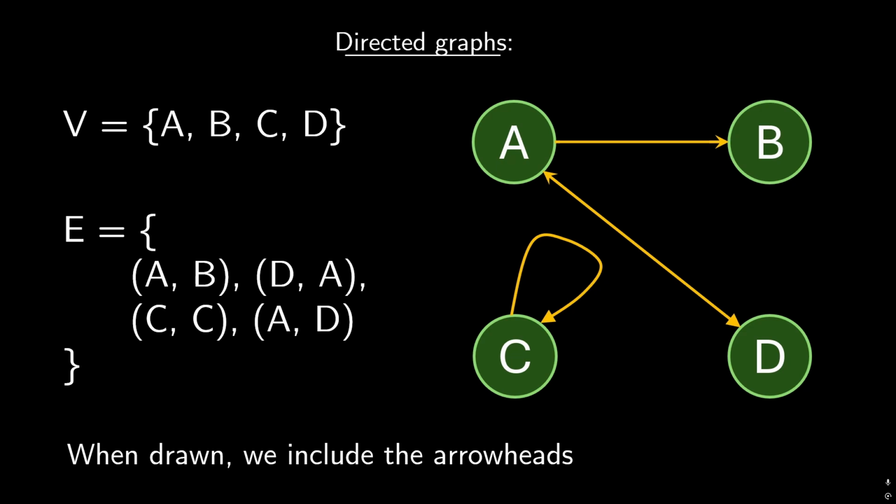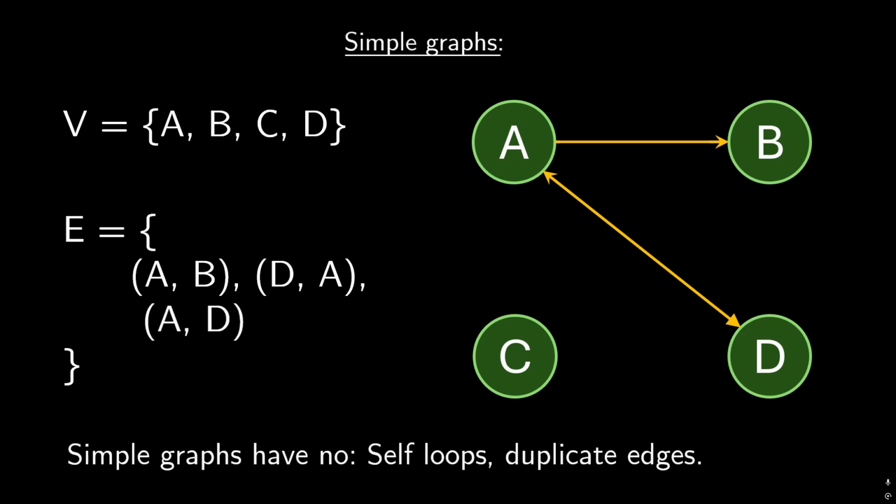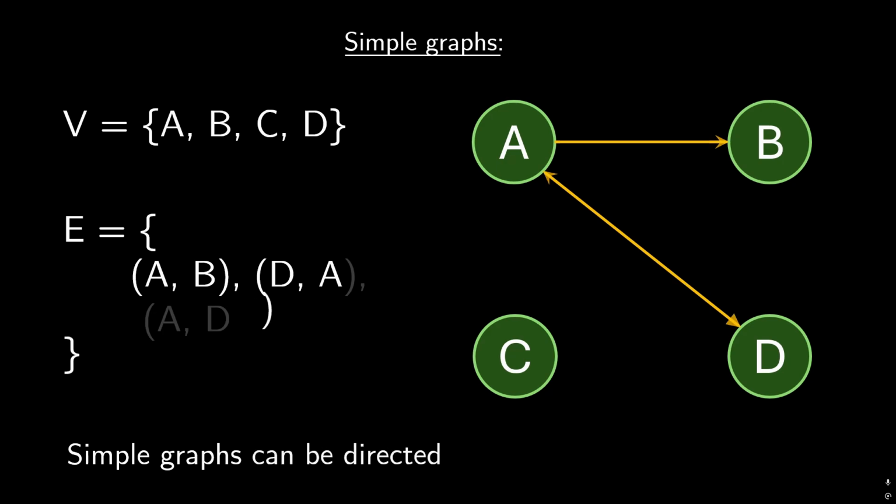Now, what about the concept of simple versus multi-graphs? Okay, so simple graphs have no self-loops, okay, and they have no duplicate edges. Okay, so in other words, a simple graph can be directed, it can be undirected, okay? So simple graphs can be directed, that's fine. They can also be undirected, this is also fine, right? But no self-loops, okay, those aren't allowed, and something called parallel edges, which I'll show in a bit, are also not allowed, right? So those are simple graphs.